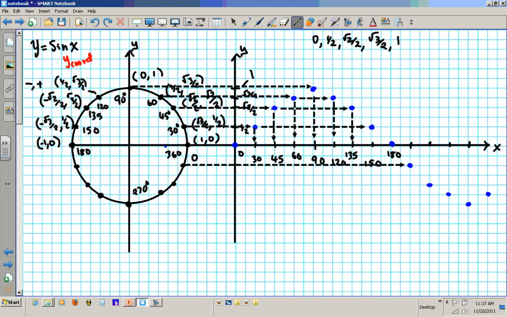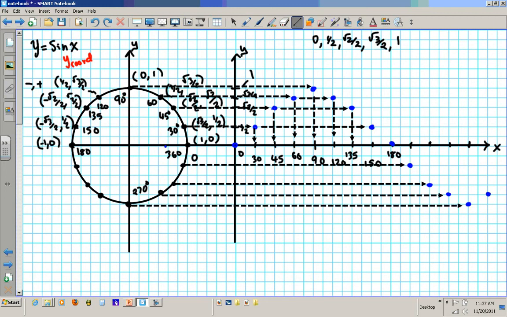This point traces perfectly to there. This point traces perfectly to there. This point traces. This point traces perfectly to there. This point traces perfectly to there also. Alright, where's our sine graph?